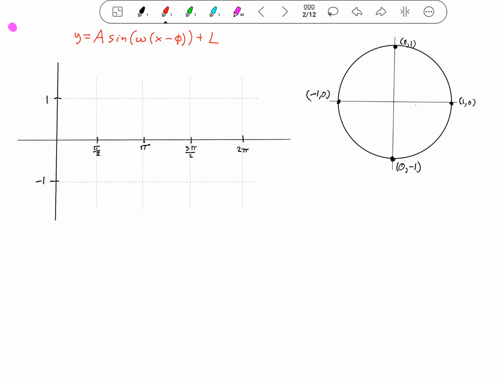So let's look at a specific example. Let's look at the example y equals 1/2 sine of 2 times x minus pi over 2, plus, well, I want to do plus a negative 1, so let's go minus 1.